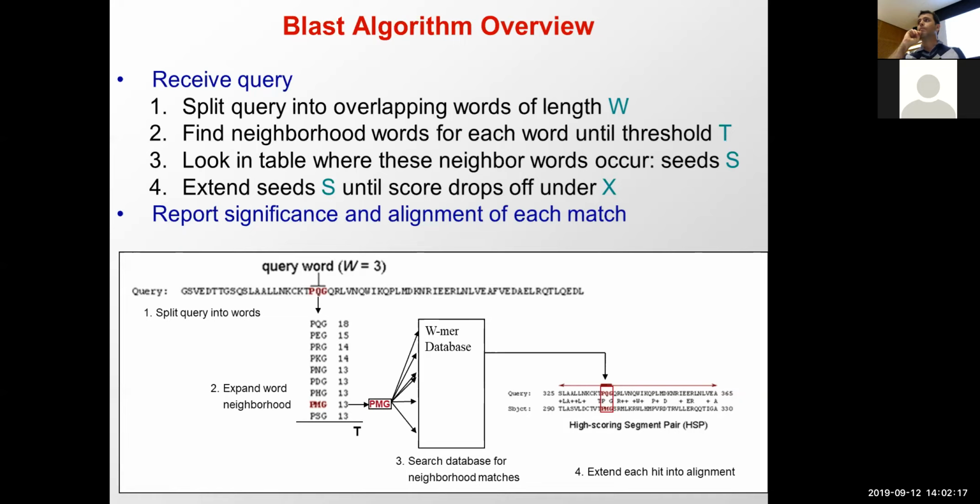Okay, very cool. After I'm done, I can report both the significance and the actual alignment of each match. The significance I get based on the distribution of scores in my database. I can say, wow, this is really unlikely to get such a high score. That's extremely important because it says what's the probability that this is truly an evolutionarily related sequence pair. Sounds good?